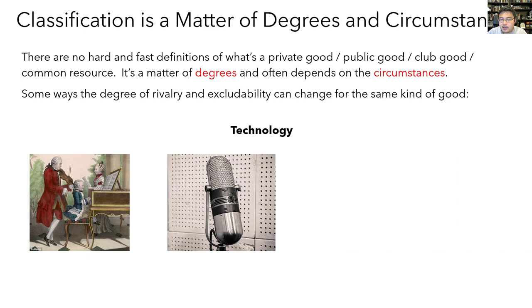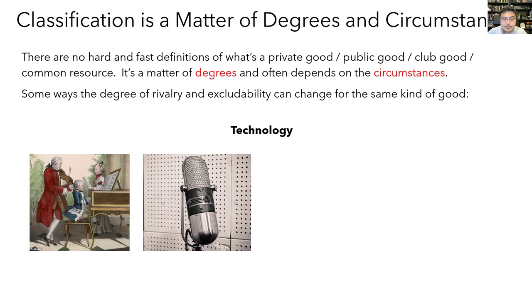But with the advent of radio, music became more like a club good. Music was still excludable because the owners of records could stop radio stations from playing songs unless they paid a licensing fee. But music became more non-rival because anyone could now listen to a radio broadcast without really diminishing anyone else's enjoyment. But then when the internet and peer-to-peer file sharing came along, music started to become a little bit more like a public good because the excludability was quickly diminishing into non-excludability, right?